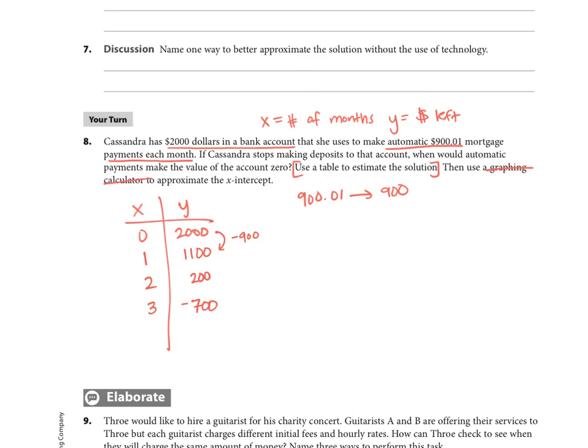So we want to know if y is 0, what is that x value? I should have used a different color here, sorry. If y is 0, we want to know what that x value would be. And so it is going to be about 2 point something. And so I'm okay with you just mentioning that after 2 months, the account balance will reach 0 or will equal 0.